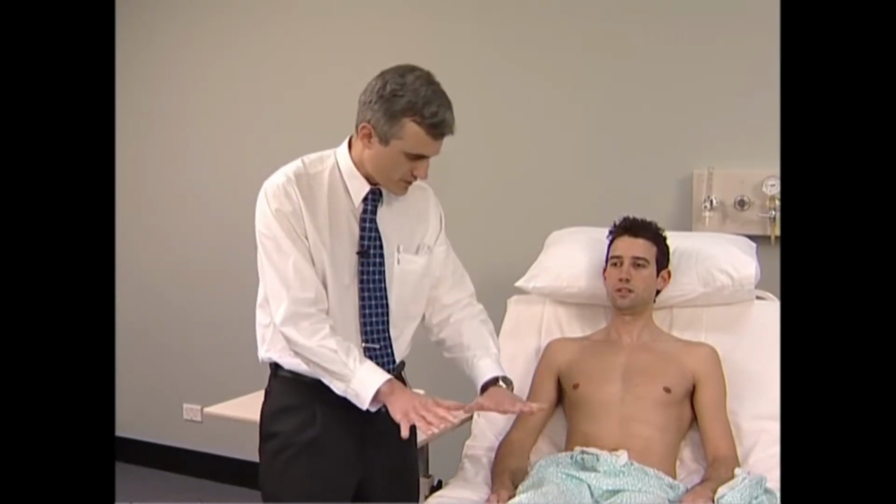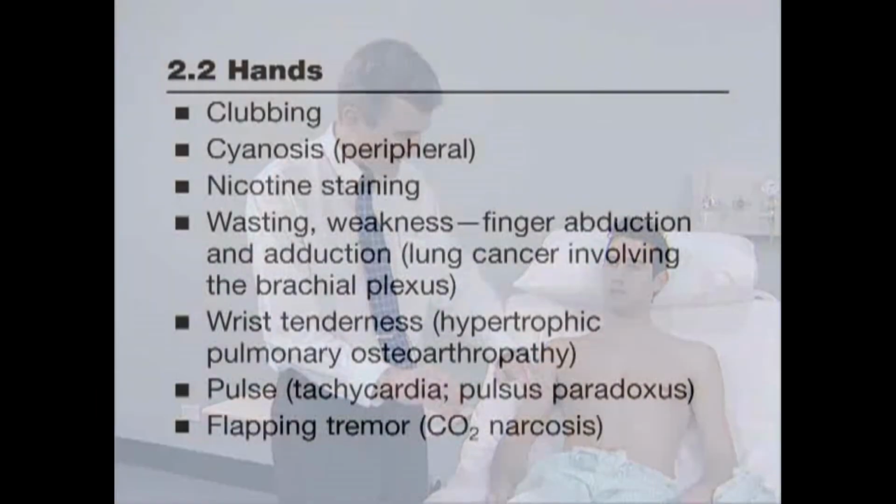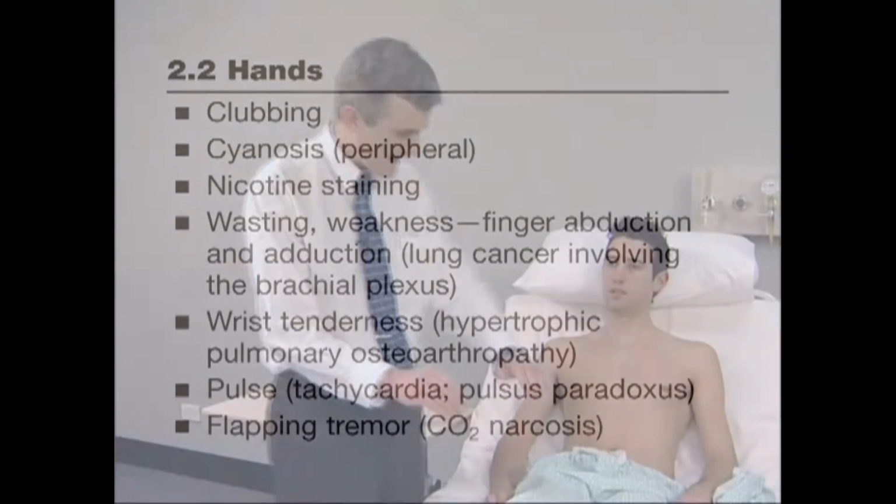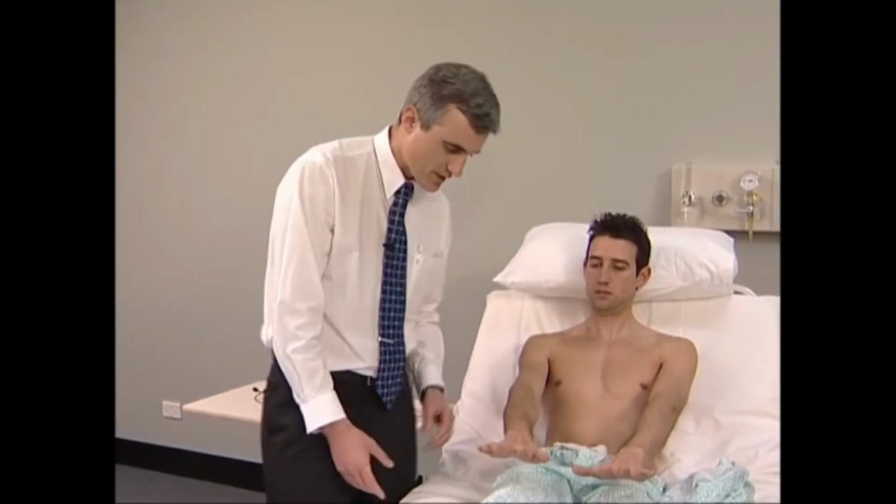Deep cough, please. Ask the patient to cough and listen. The detailed examination begins with the hands. Look for clubbing, peripheral cyanosis, and tar staining. Squeeze the wrist to detect the tenderness of hypertrophic pulmonary osteoarthropathy. Hands straight out like that for me, please.